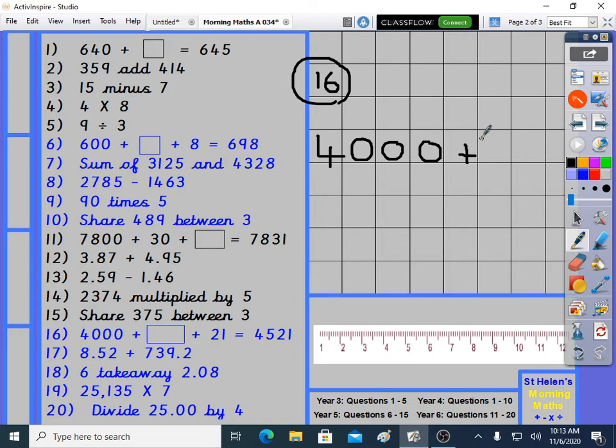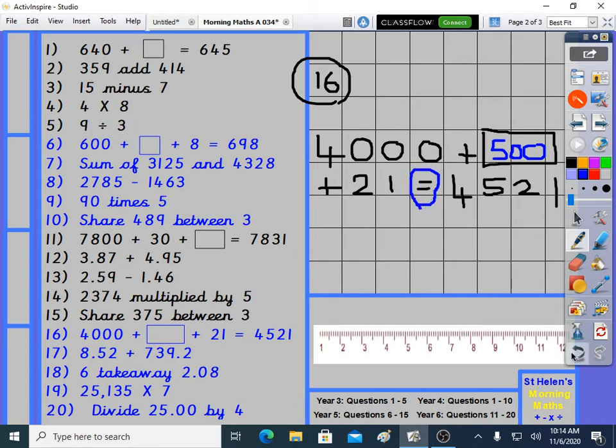4,000 plus something plus 21 equals 4,521. You know what's missing, don't you? 500 is missing. 4,521 is 4,521. Equals means is the same as, doesn't it? That's why it goes there. Means is the same as.